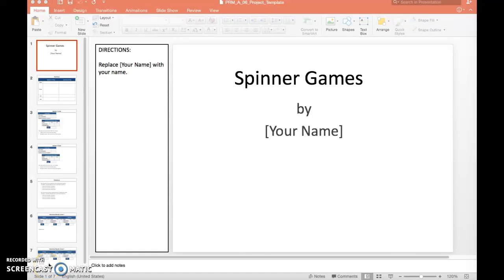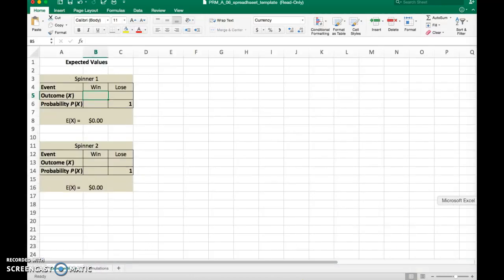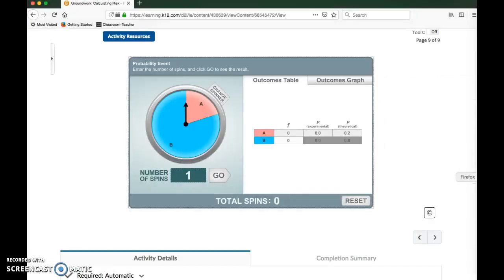Hello, students. This is going to help you with your Unit 6 project for practical math, the spinner games. I've got my PowerPoint open, the template, I've got my Excel document, and I have my spinner open and ready to go.